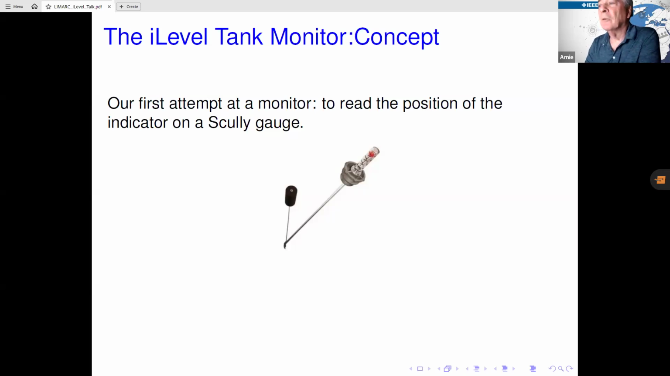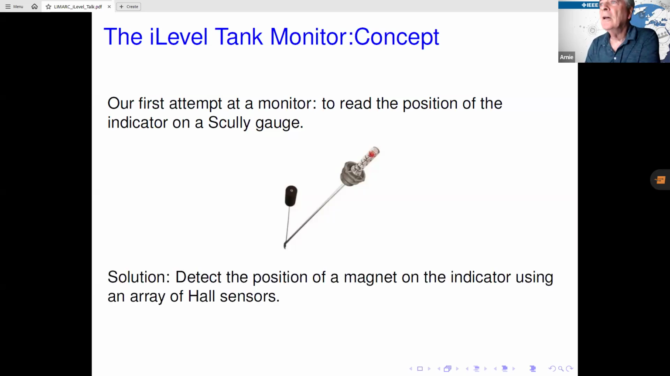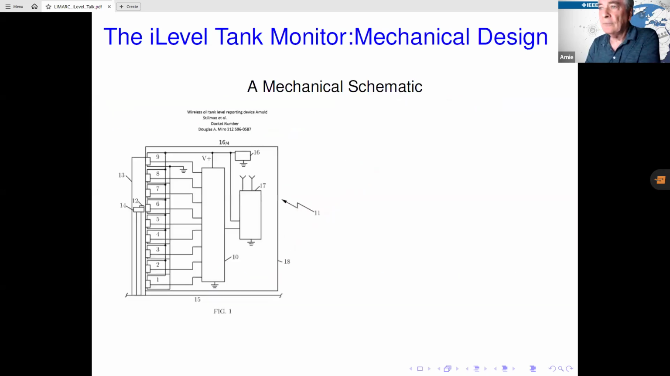The first attempt that we were thinking of was to read the position of the indicator on the Scully gauge, which is that red plastic disc. So we actually made a monitor that did that. We put a magnet on the disc, and we have a series of Hall effect sensors. This is from a patent application. The patent actually was not issued. We did not get the patent granted because Scully themselves has a patent on a similar monitor.